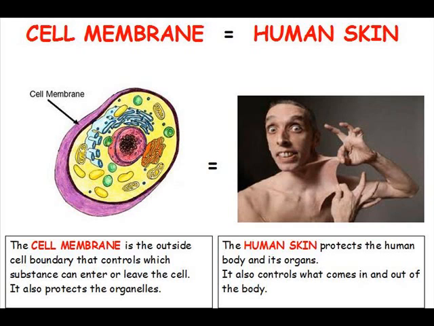The cell membrane is the outside cell boundary that controls which substances can enter or leave the cell. It also protects the organelles. We can compare the cell membrane to the human skin because the human skin protects the human body and its organs. It also controls what comes in and out of the body.